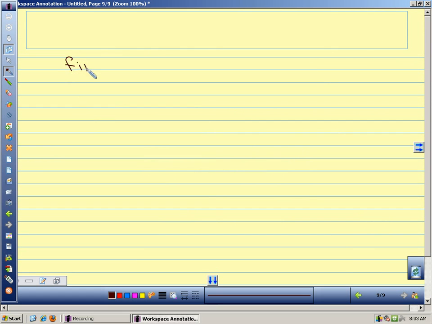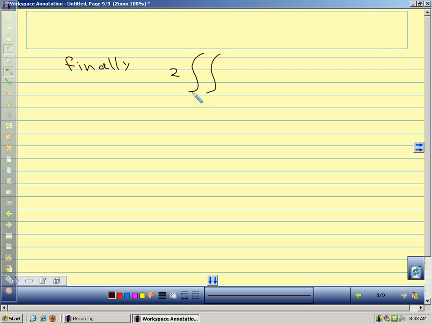So finally, we have 2 times the integral from 0 to pi, and r varies from 0 to 2 cosine theta. The 2 came from our dS increment.